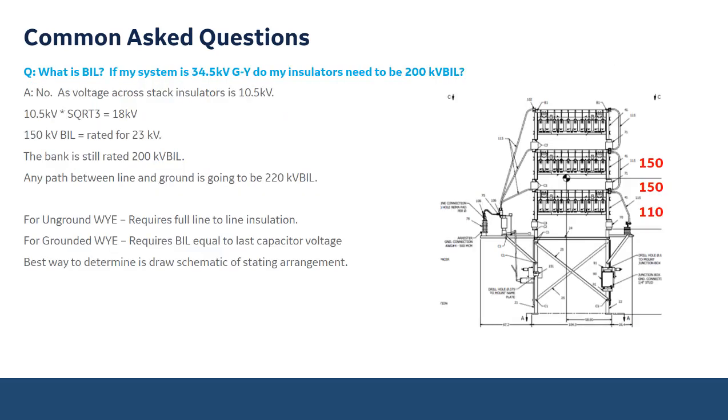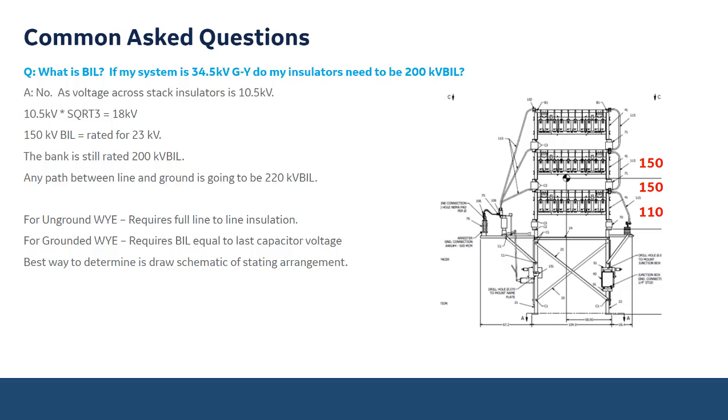What is BIL? The BIL, or basic impulse level, of my system is a 34.5 kV grounded Y. Why do my insulators need to be 200 kV BIL? And the answer is no. On a grounded Y, the voltage across the stack insulators is 10.5 kV, so 10.5 kV times the square root of 3 equals 18 kV. A 150 kV BIL insulator is rated for 23 kV, so the bank is still rated for 200 kV BIL. Any path between the line and ground is going to be 220.